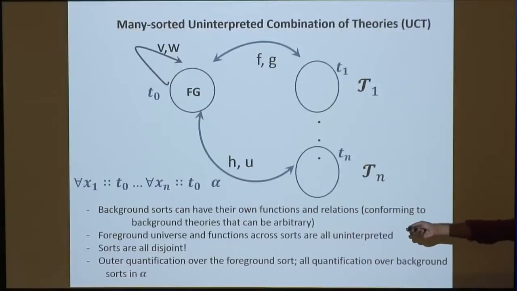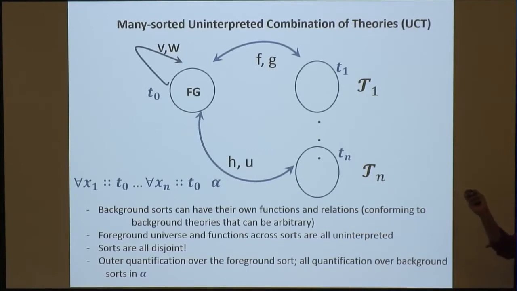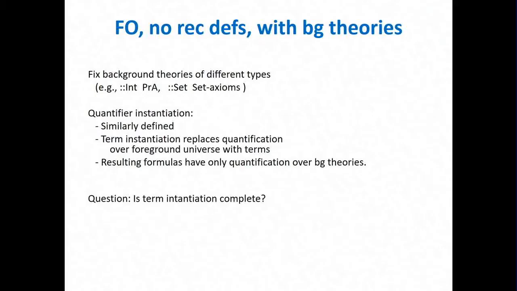Now, so this is the world we want to belong to, right? And then I want to take this formula, which is only universally quantified. The outermost quantification is only of the foreground universe, because I will want to talk about my program configuration using universal quantification. And internally, I could have more quantification, which is in the respective theories, right? Let me just allow that. But the outer quantification is in the foreground. And now I could ask the same question, right? I could fix some theories, and I could do quantifier instantiation, right?